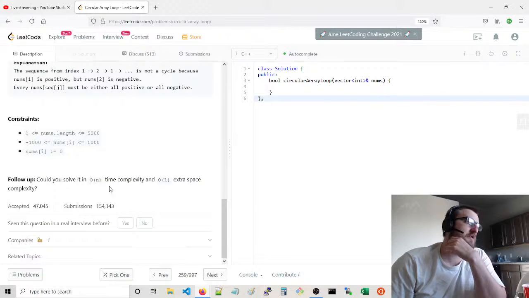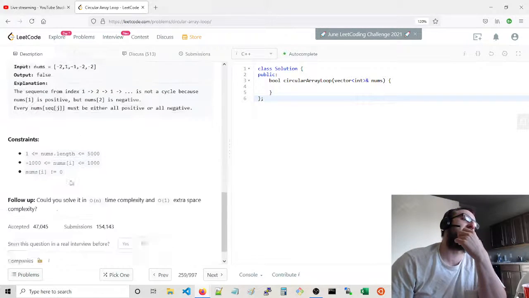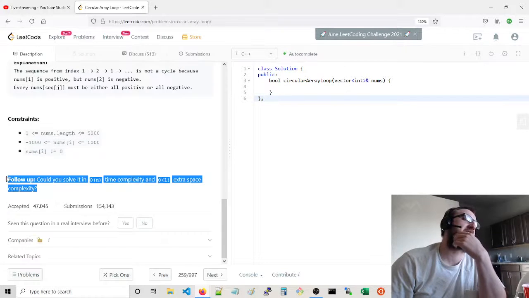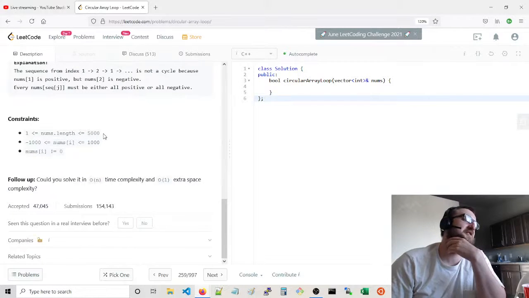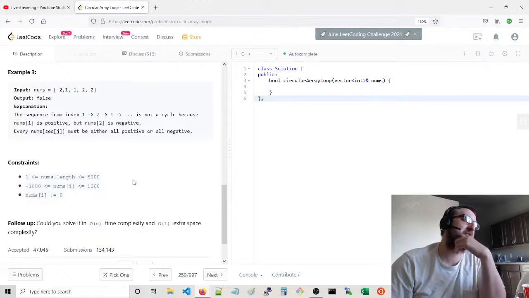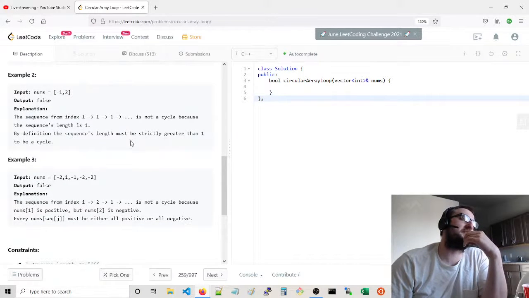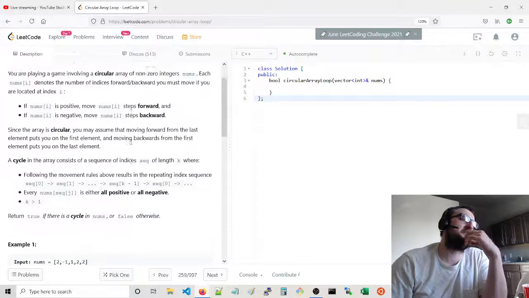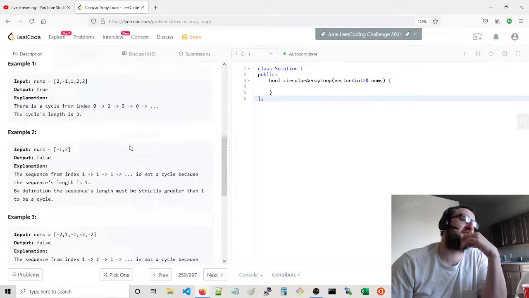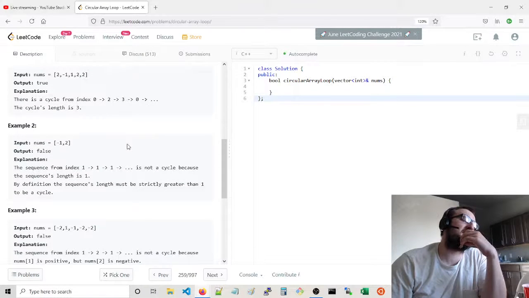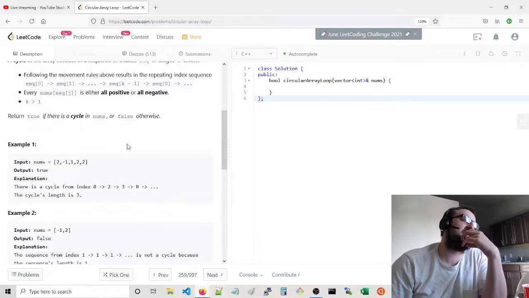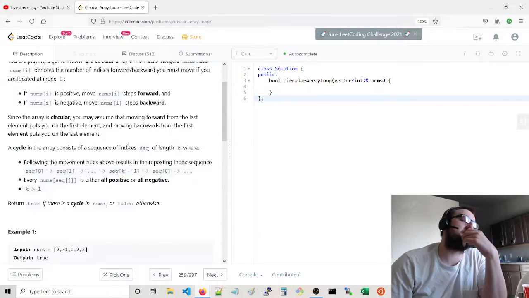Could you do it in linear time complexity and no extra space? Oh no. No! I just figured out how to do it in linear time and linear extra space. Now you want me to do it in linear time and no extra space? What's wrong with you? No. Oh, come on. This is terrible. Oh, this is awful.